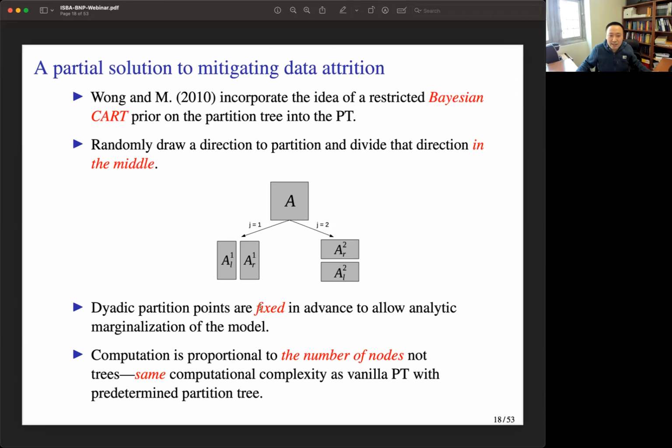2 or 3 years later, I realized that because of that predetermined cutting point constraint, it turns out that the computational complexity is proportional to the number of all possible nodes, not the number of all possible trees, which is massive, because many different trees share common nodes. So you can show that it's actually the same complexity as the vanilla Polya tree that does not have adaptive partitioning. And then the problem is that if you want to even relax the constraint that you have to always cut at predetermined points, then the computation is, again, not tractable.